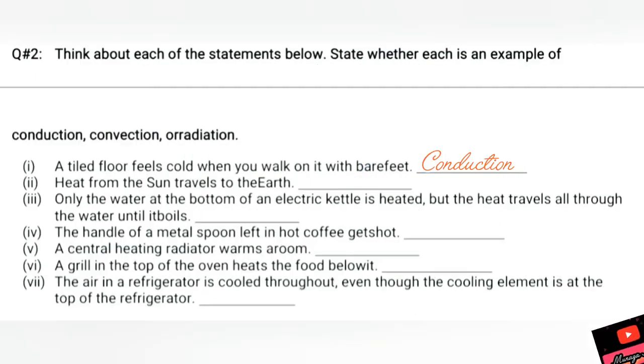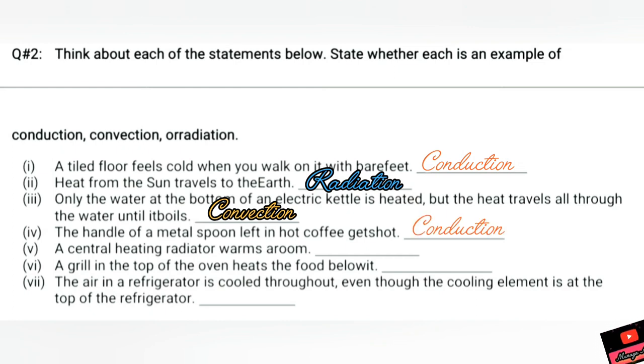Now fill-up type question number 2 is there, where we have 3 options only. A tile floor feels cold when you walk on it with bare feet due to conduction. Heat from the sun travels to us through radiation only. The water at the bottom of an electric kettle is heated by convection. The handle of a metal spoon left in hot coffee gets hot through conduction.